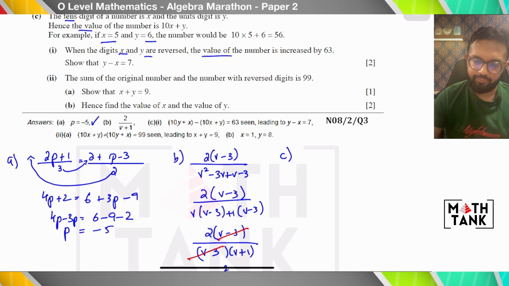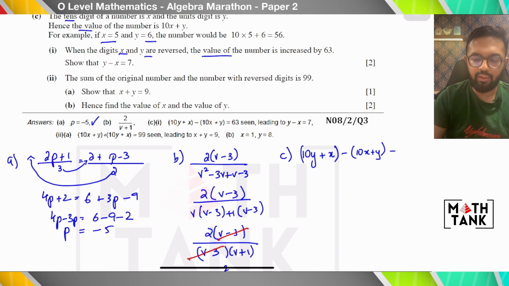Okay, so show that y minus x equals 7. Okay, let's try to do this. So when the digits are reversed, that would mean 10y plus x. Okay, so that's the new number. What is the old number? The old number was 10x plus y.